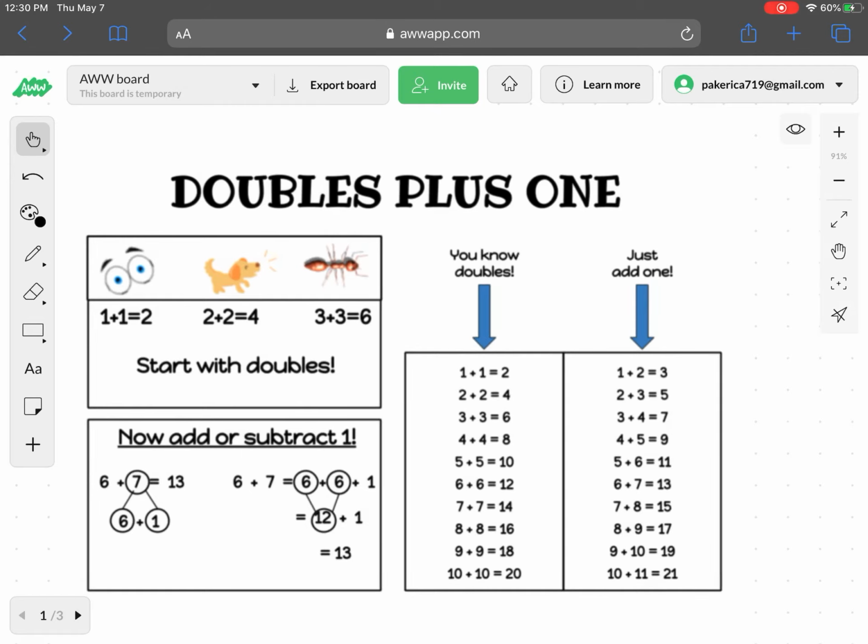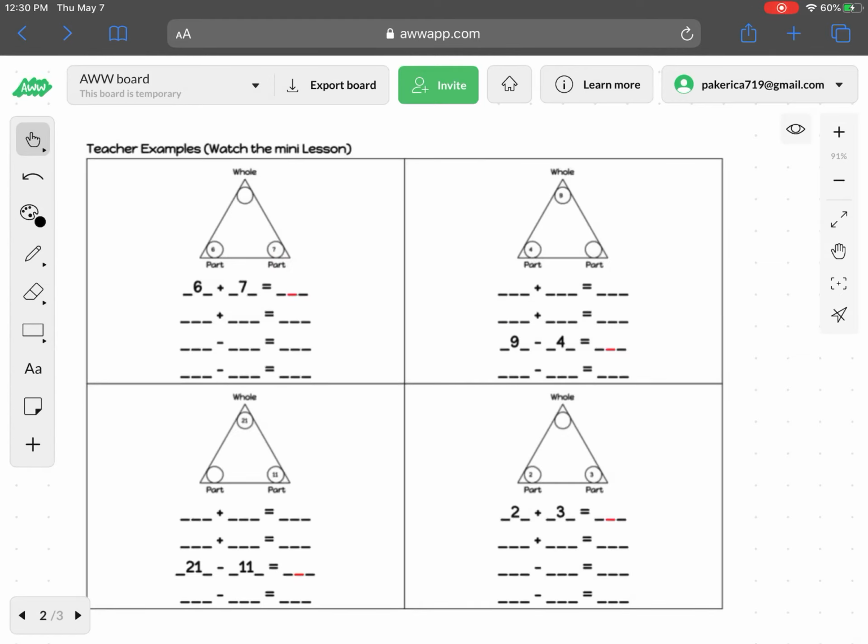As you can see on the anchor chart on our screen, it shows you the doubles that we have worked with and learned this year. It also shows you how you can just use our doubles plus 1 by taking what you know about doubles and adding 1 to get your new equations to help you quickly solve. We're going to look at some examples of how we can use our doubles plus 1 strategy to solve for missing numbers. Let's look at some examples.